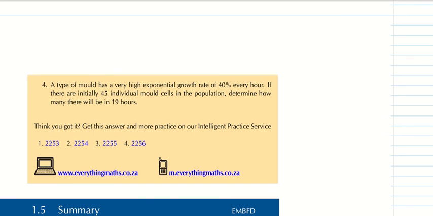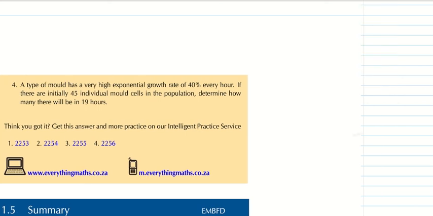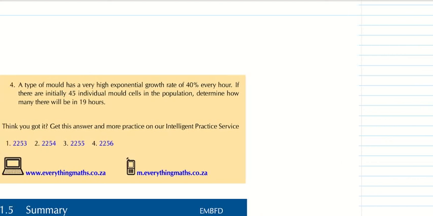If there are initially 45 individual mold cells in the population, determine how many there will be in 19 hours. Alright, so this is actually very applicable to our current situation of corona, the coronavirus spreading. So same formula is going to count, so I'm going to stick with my compound interest formula. A is equal to P times (1 plus i) to the power of n.